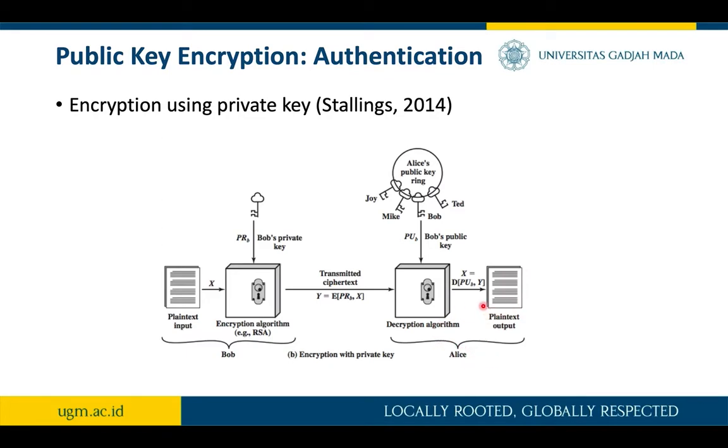Actually, other than Alice, everybody else who owns Bob's public key will be able to decrypt the message. So the message is not confidential here. So the use here is for authentication, to determine whether it is really Bob who sent the message.